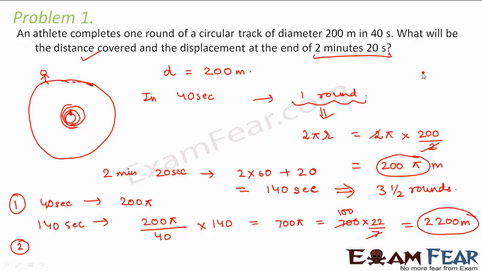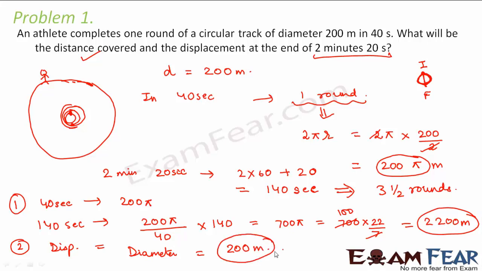Please understand this carefully. Suppose he starts from this point. He will cover 1 round, 2 rounds, 3 rounds and 3.5. So this will be his final point and this was his initial point. Now the distance between the initial and the final point is the displacement. So what is my displacement here? Distance between initial and final point is nothing but the diameter of the circle. And what is my diameter? The diameter is 200 meters.